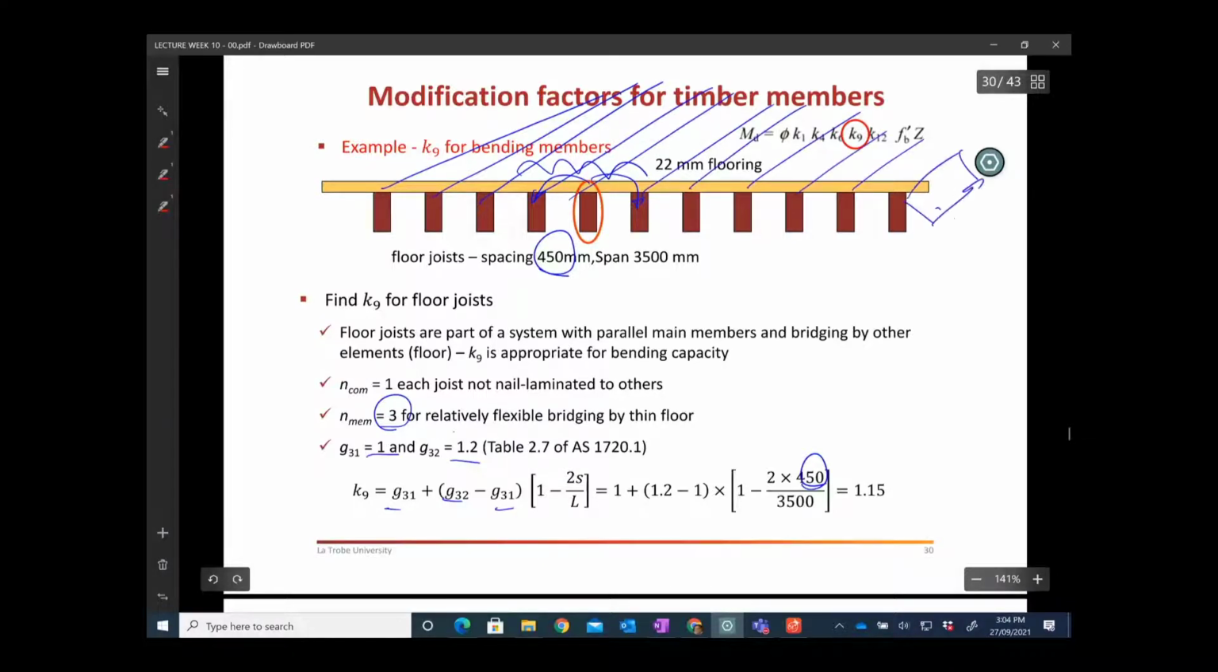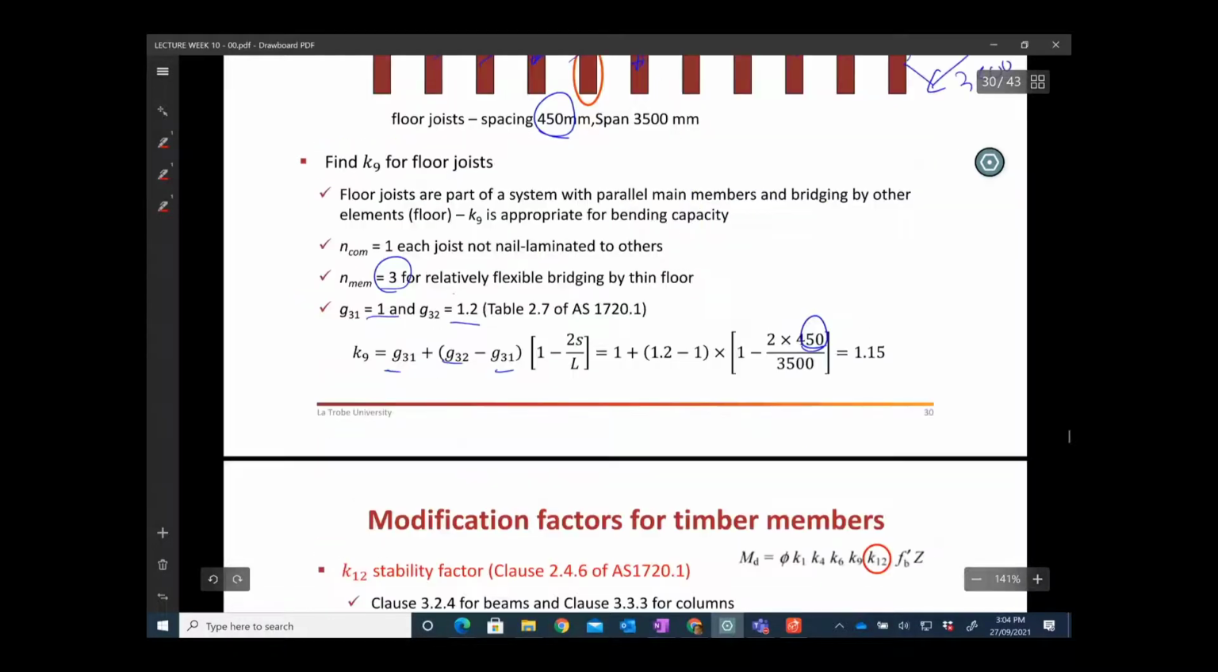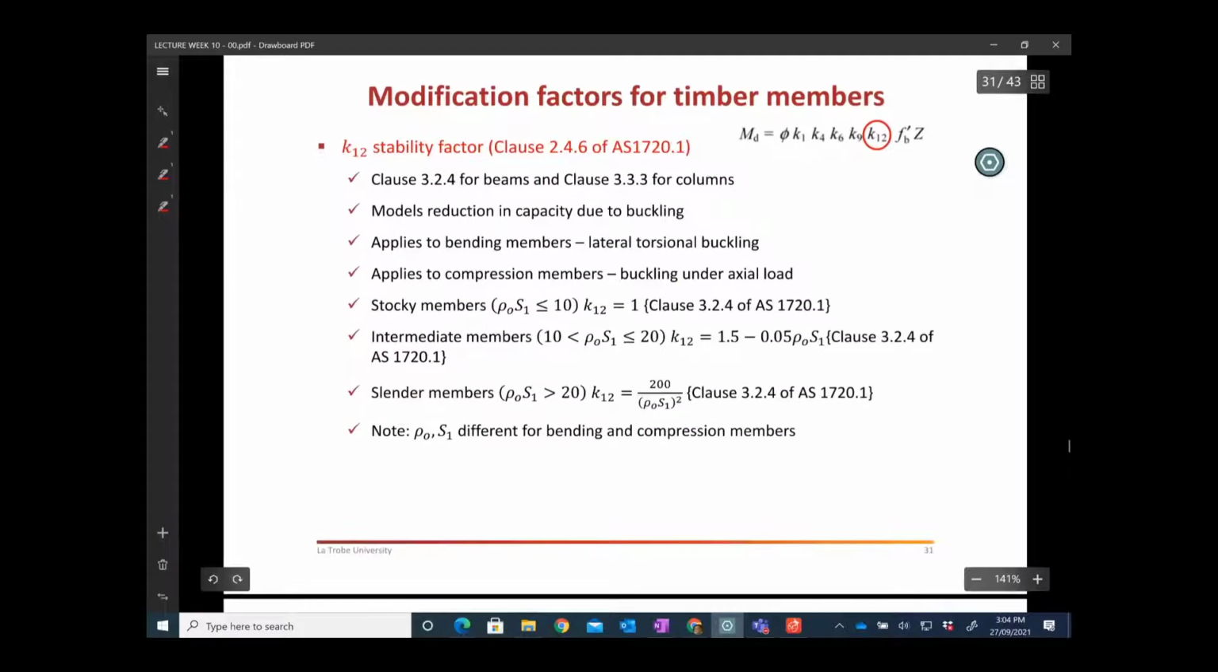This length is 3500, so that's the span. K12, the last one, as I mentioned, the beam will have lateral torsional buckling. In that lateral torsional buckling, you have a K12 factor, and we need to calculate rho B and S1. If it is less than 10, we will have K12. If it is between 10 and 20, you have these equations. If it is greater than 20, you have these equations, and I will tell you how to calculate rho B and S1 in our examples.